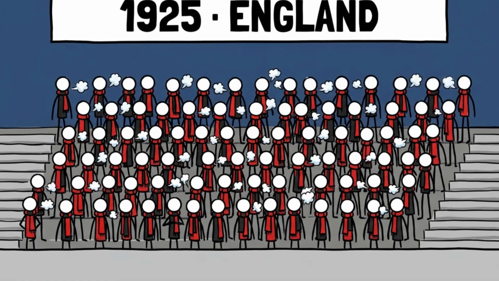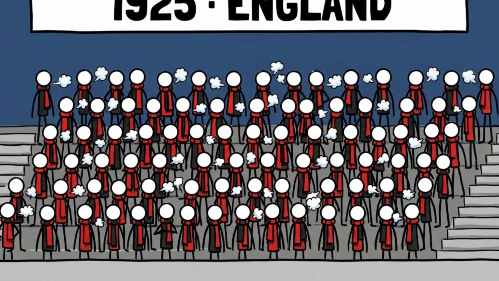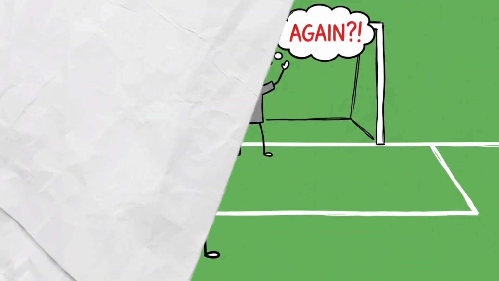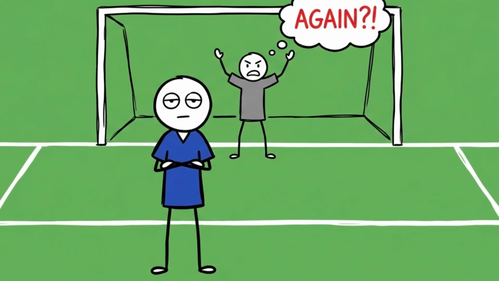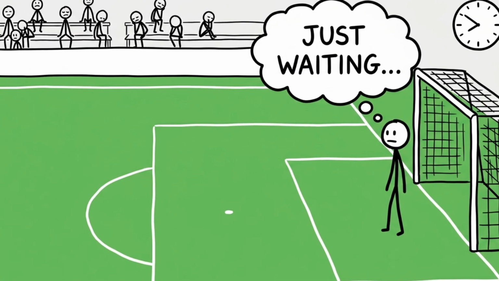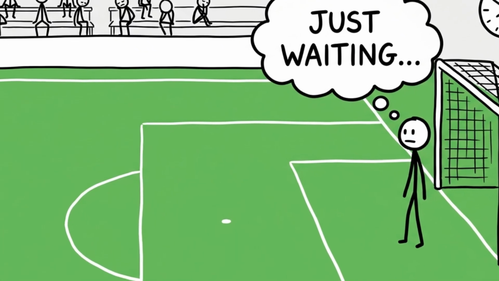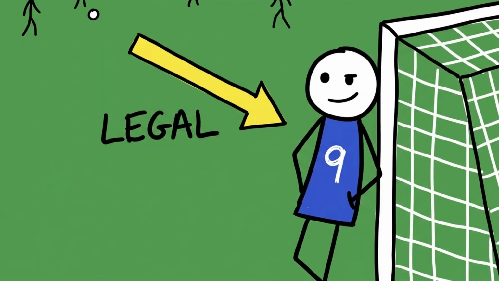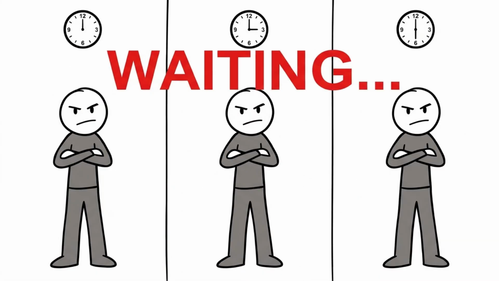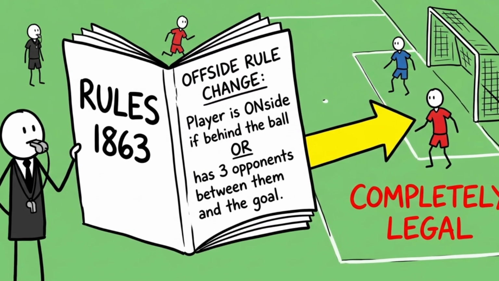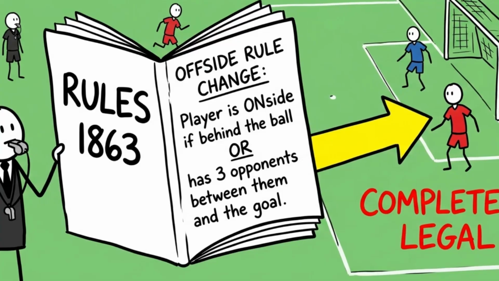Picture this, it is 1925. You are standing on the terraces at a freezing English football ground, breath visible in the cold air, and the striker from the opposing team has been camped, literally camped, in front of your goalkeeper for the entire match. He has not moved, he has not pressed, he has not tracked back once, he is just waiting, and waiting, and waiting, because under the rules of football at that moment, that is a completely legal strategy.